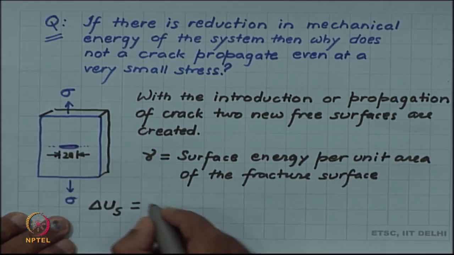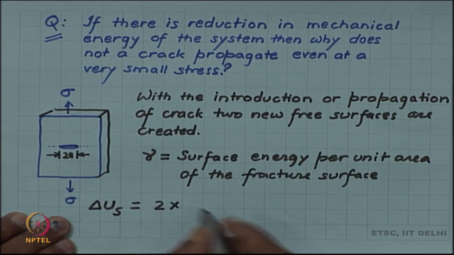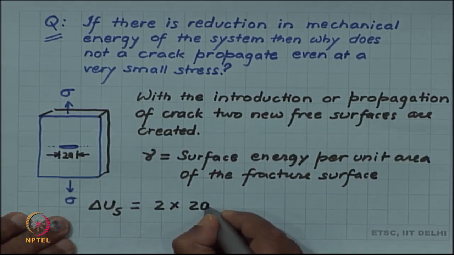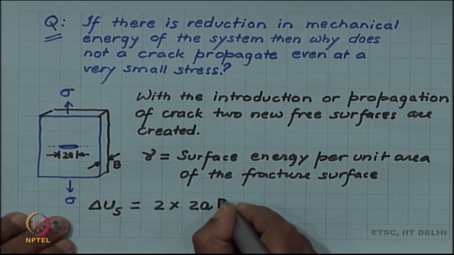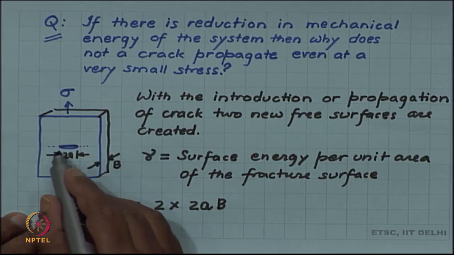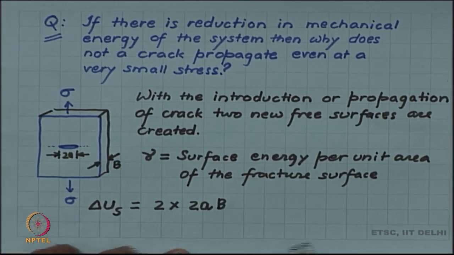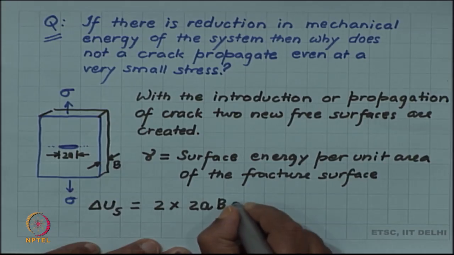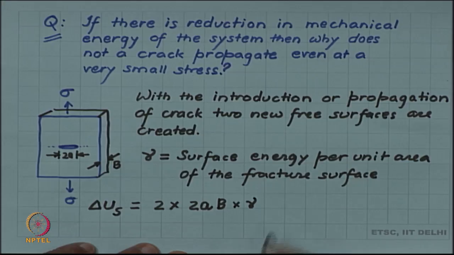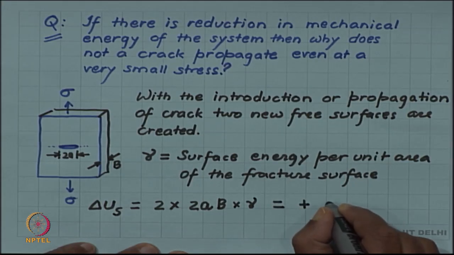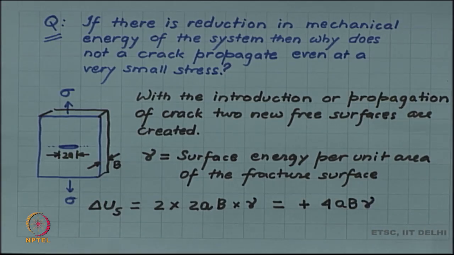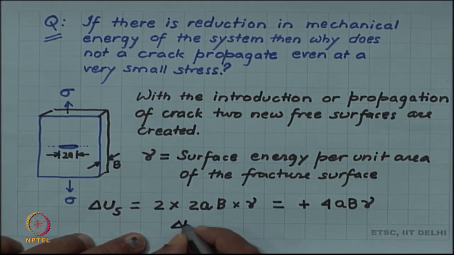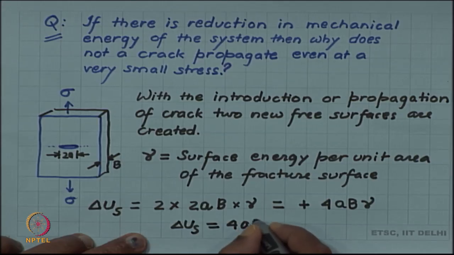So, we can see that we have created two surfaces. So, let me write a factor 2 and each surface is of length 2a and width b, width equal to the thickness of the plate. So, 2ab is the surface area of the upper surface, 2ab is the surface area of the lower surface. So, 2 times 2ab is the total surface area created, and since gamma is surface energy per unit area, we see that there is an increase in the energy equal to 4abγ due to the crack. So, we call this the surface energy, delta U s is equal to 4abγ.